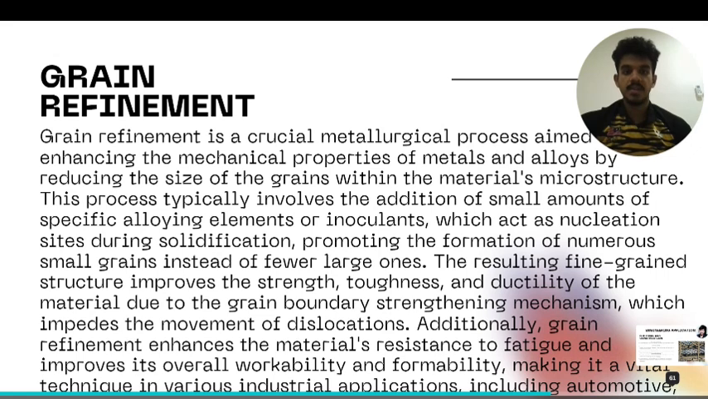This results in a fine-grained structure which improves the strength, toughness, and ductility of the material due to the grain boundary strengthening mechanism, which impedes the movement of dislocations and others. Additionally, grain refinement enhances the material's resistance to fatigue and improves its overall workability, which makes it a vital technique to improve the material property.